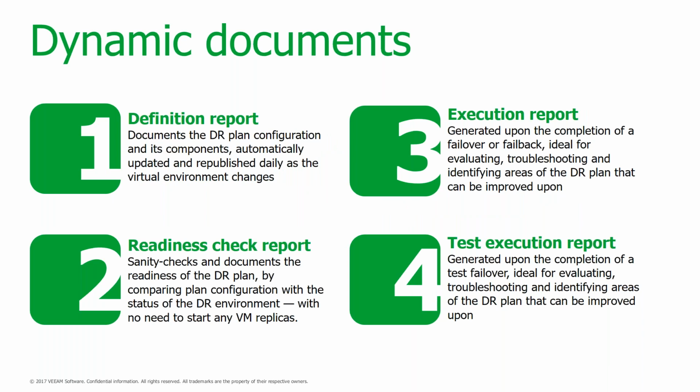So the documents are available in 4 different flavors. First up, number 1 is what we call a definition report. This report is automatically produced on a daily basis, and it documents the entire DR plan and its components. That includes data like which applications, which services, which VMs are included within your plan. If those change, it details what changed, right? What it changed from, what it changed to, who it was changed by, when it was changed. So really granular information that's critical to have.